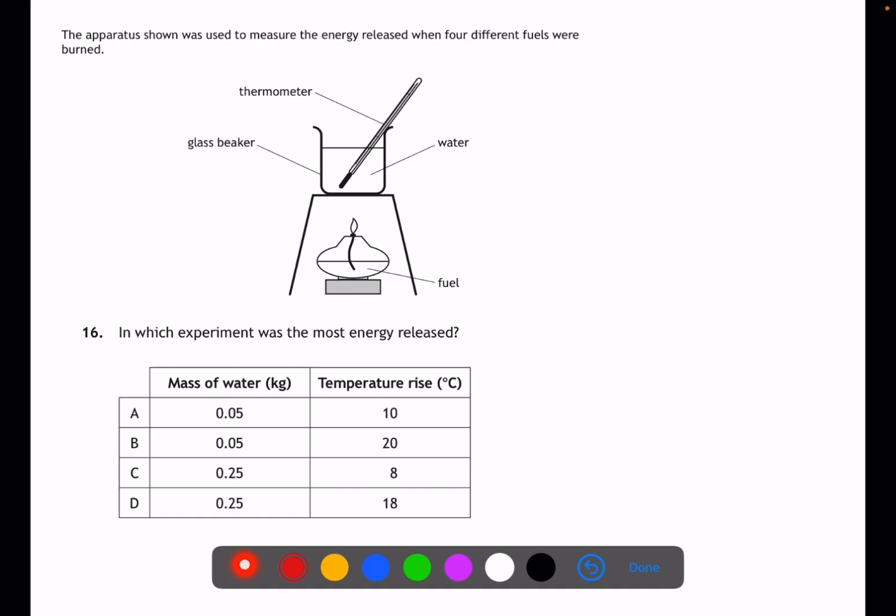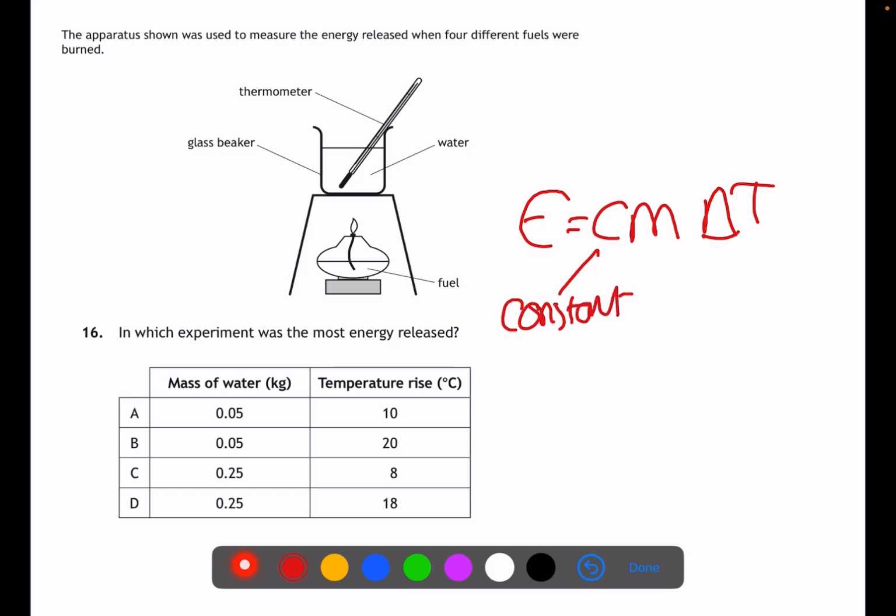Question 16. In which experiment was the most energy released? So for this, we're looking at the E equals Cm delta T equation, which you have at the front of your data book. C is a constant, so I'm going to ignore that when we look at this, because we've been given the mass of water and the temperature rise, and we can just work with that.